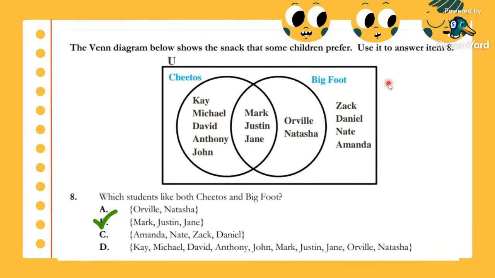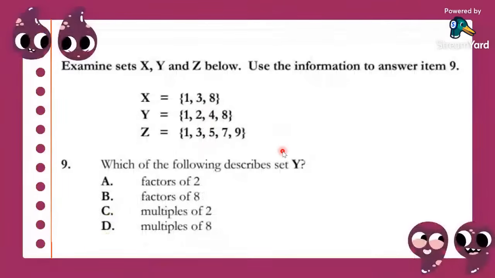But guess what? There are some people's names who are not in any set, like Zach, Daniel, Nate, Amanda. They don't like anything at all. They don't like Cheetos. They don't like Bigfoot. All right, so they're not in any of these sets. Good job. Now, here is the next question.